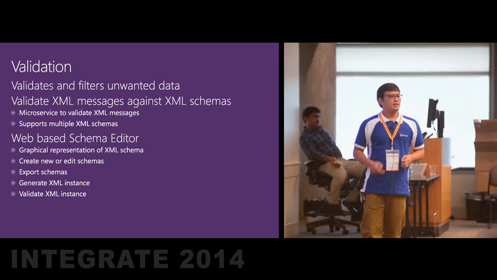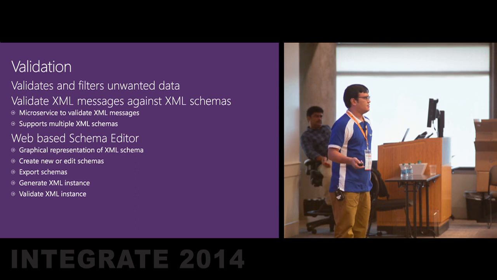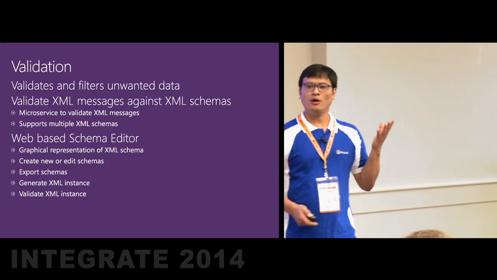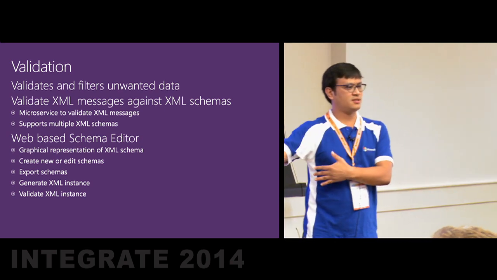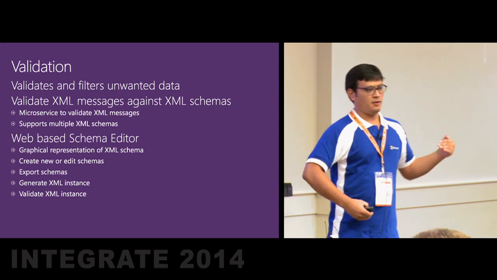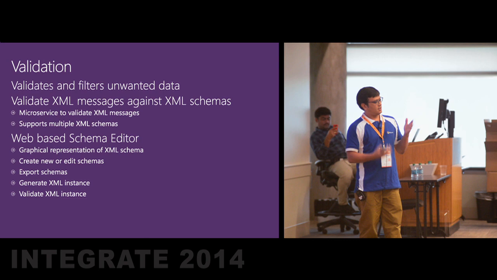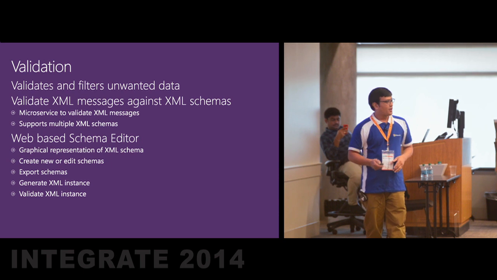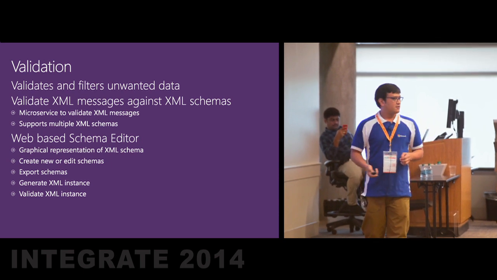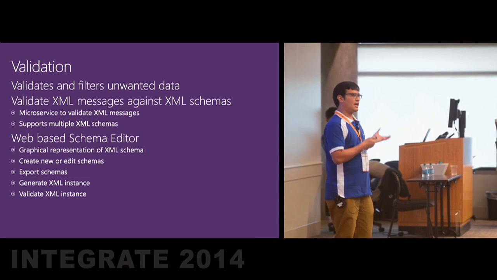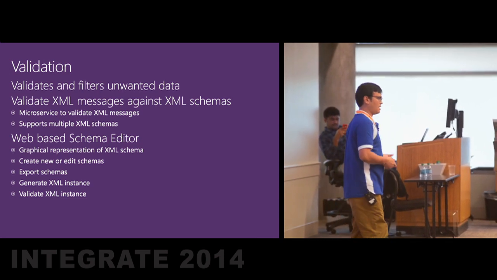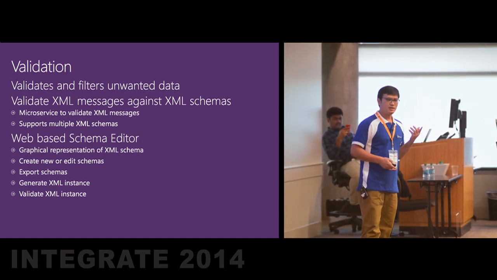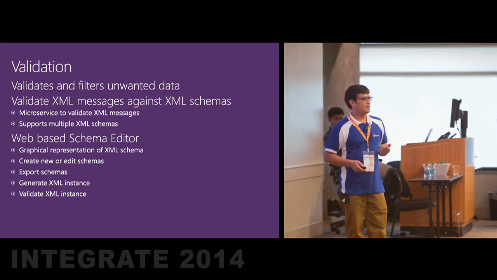Okay, so the next mediation capability is about validation. This is where you have an incoming message and you want to validate it and make sure that you filter out all your unwanted data before you process the rest. So typically you may have an invoice coming in, and you want to make sure that it's really an invoice, so that the rest can just be filtered out. So we give you a microservice again. All of these capabilities you get as microservices that you can compose, just like how we have seen in the demo. That allows you to validate an incoming XML message against some XML schemas, right?